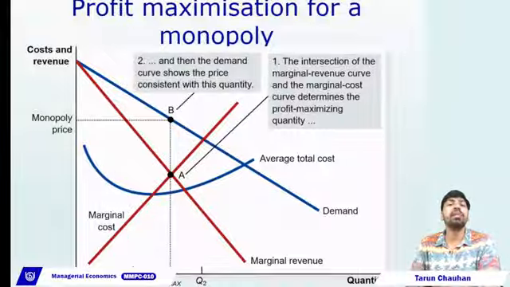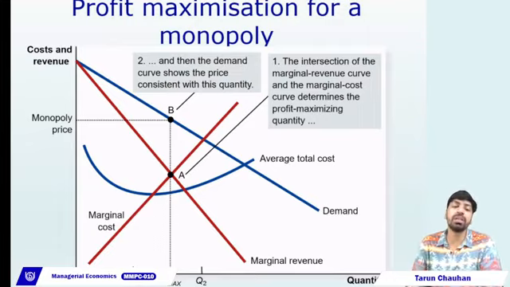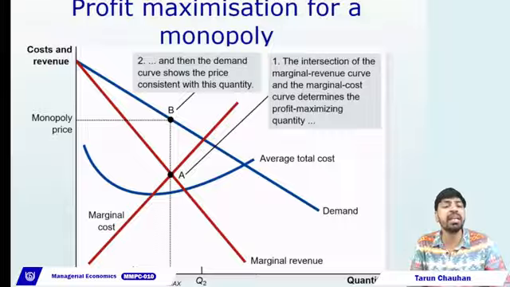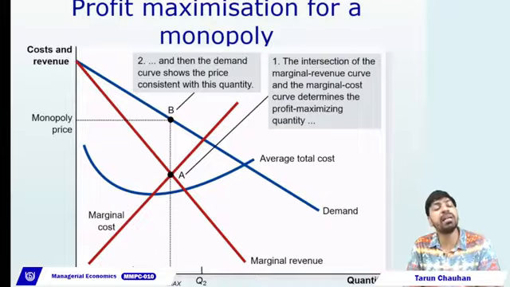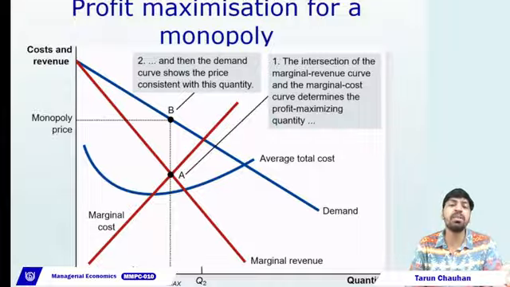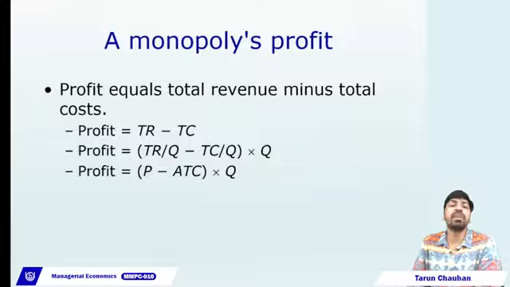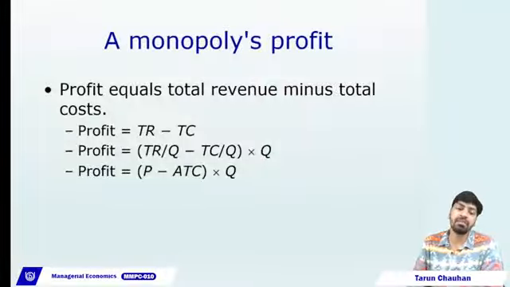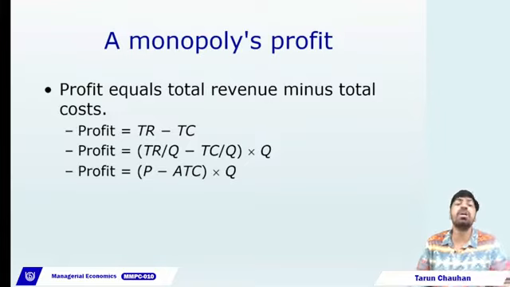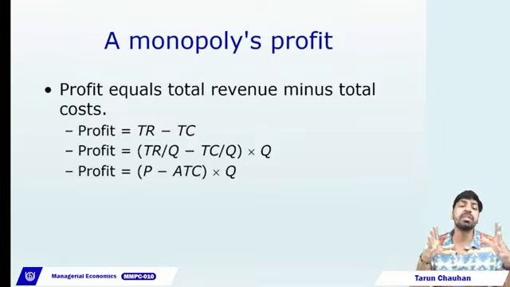When we talk about point B, the demand curve shows that the price is consistent with this quantity only. So whatever the profit maximizing quantity, the consistent price on the demand curve ultimately gives the monopoly price. The monopoly profit is equal to total revenue minus total cost. The profit is also equal to the price minus average total cost, times quantity. So whichever way, this is the profit under the monopoly case.